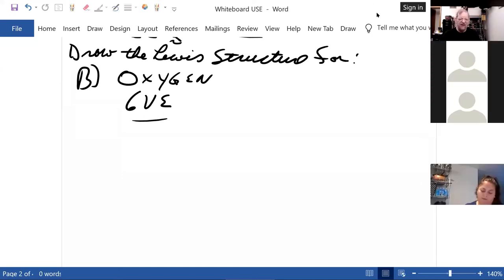All right, let's go ahead and do it. Write the chemical symbol for the Lewis structure. Now we have six valence electrons. You put a dot on each side before you double up. Well, I got four, I got two more to do. 6 minus 4 is 2.